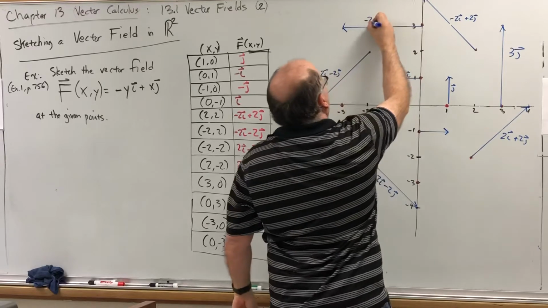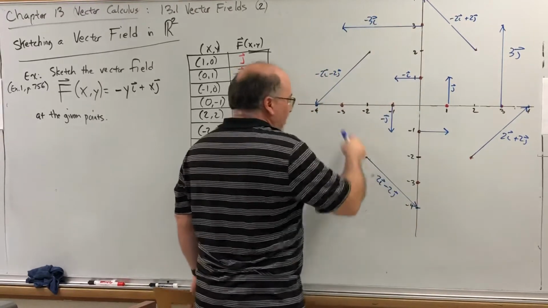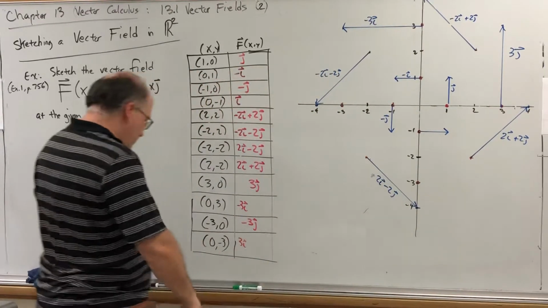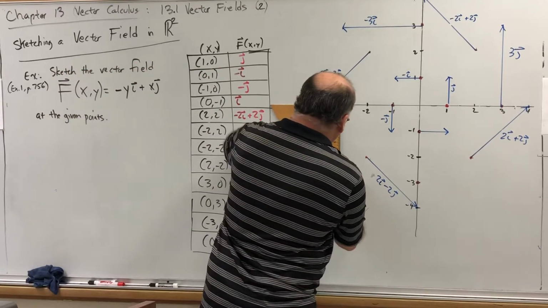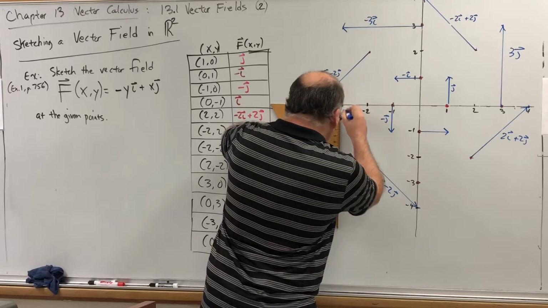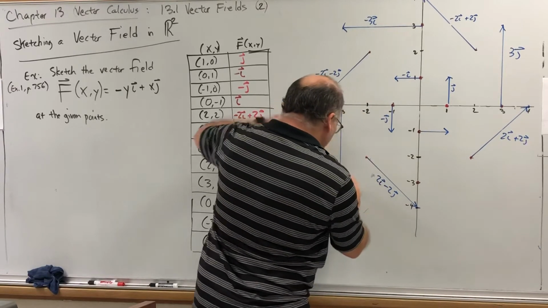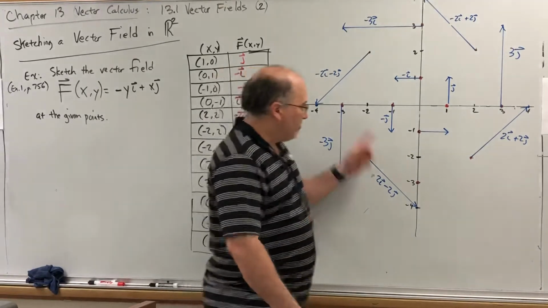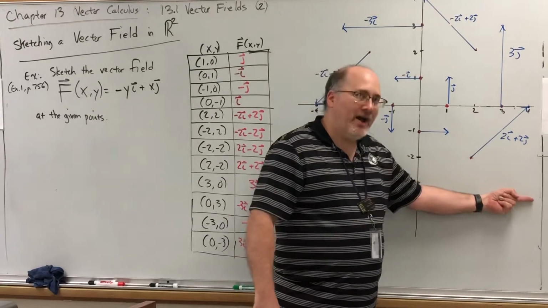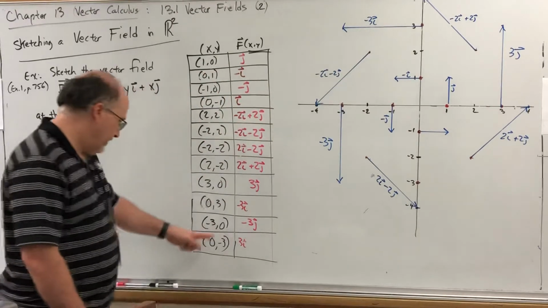So -3i. Keeping up, this one should be -3j. -3, 0 is -3j. And I shouldn't say it should be, I'm just saying if I'm picking up on the pattern correctly, that's what it will be, and I did. And this last one down here should be 3i, 3 in the i direction, and it is.